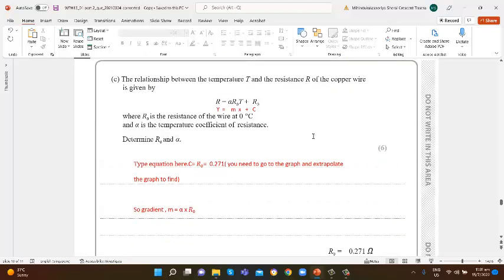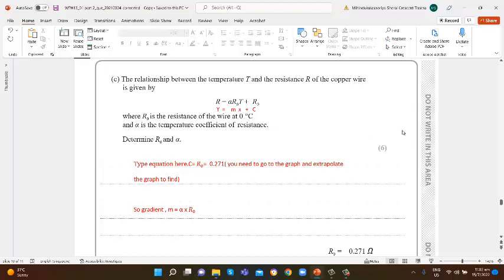The relationship between the temperature T and the resistance R of the copper wire is given by this. R naught is the resistance of the wire at 0 degrees, and alpha is the temperature coefficient of resistance. Determine R naught and alpha.